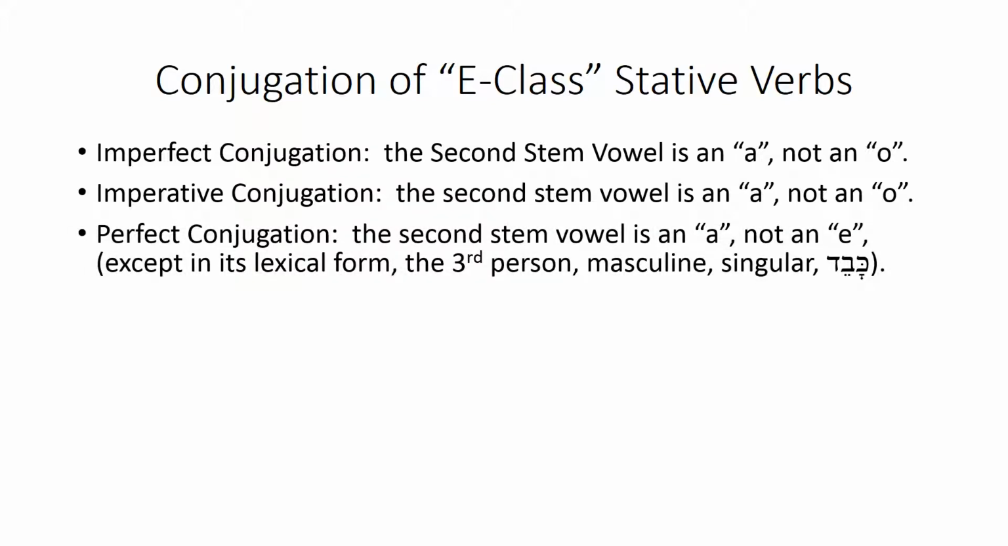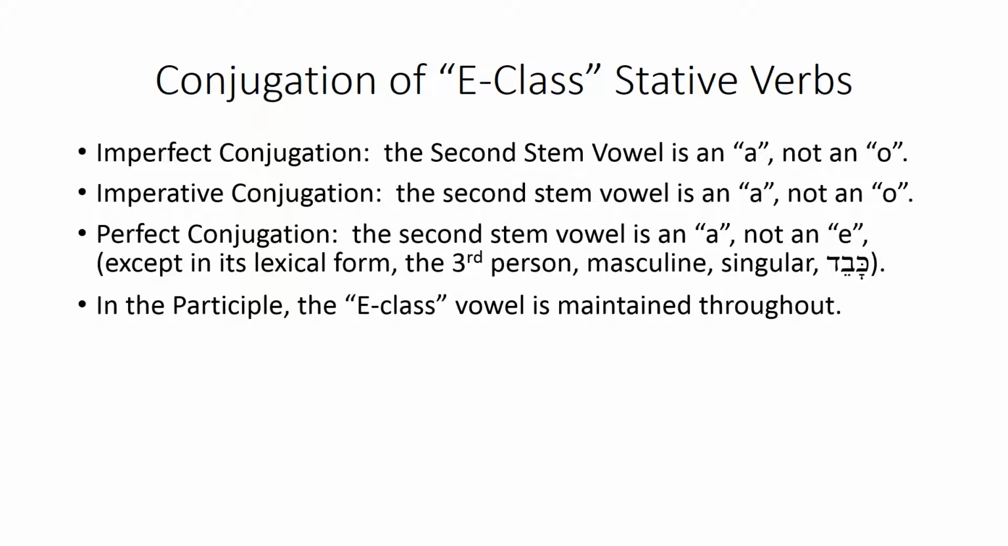In the perfect conjugation, the stem vowel is an A, not an E. The third person masculine singular form is kaved, but that second stem vowel tsere, an E-class vowel, is not maintained throughout the perfect conjugation. And again, we'll see that as we go through this presentation.